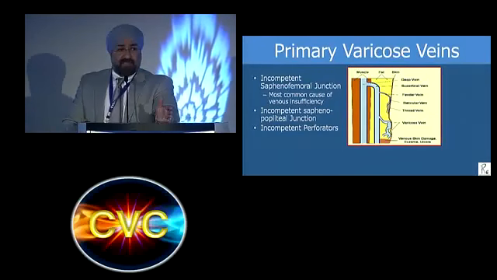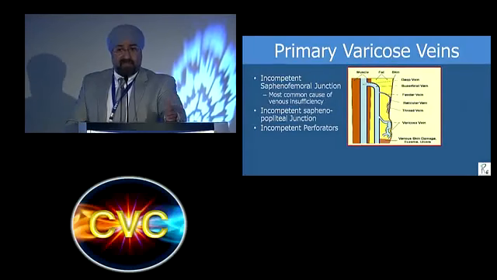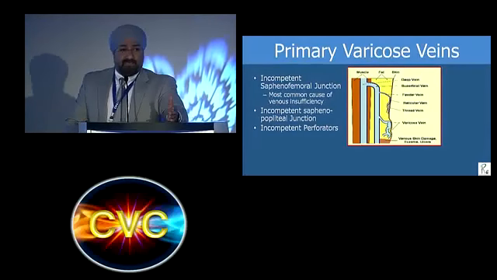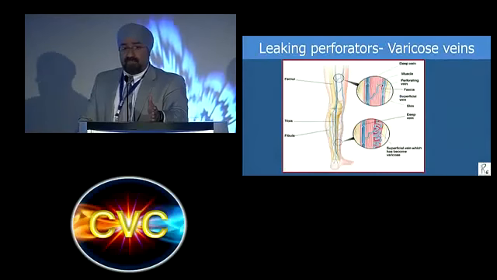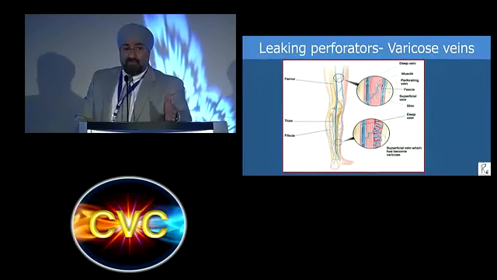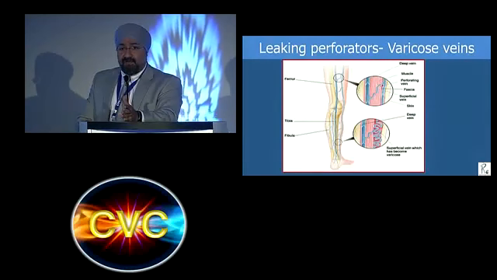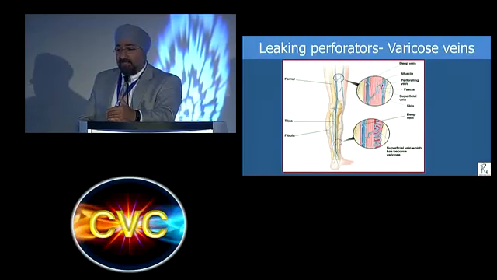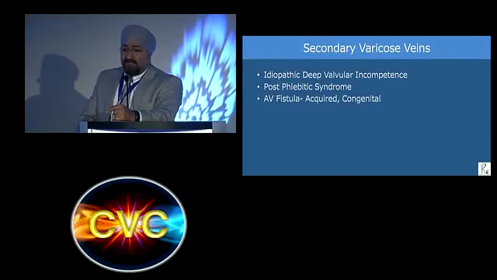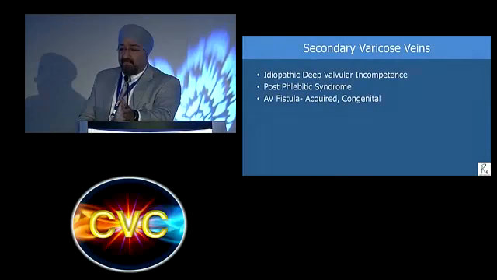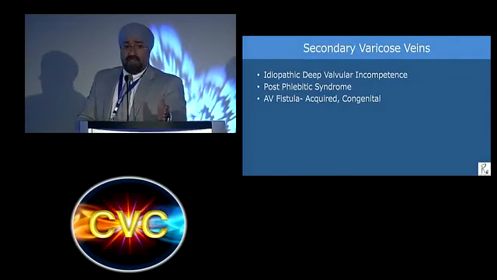The classification of primary versus secondary. Primary is when you get primary valvular failure. Secondary is when it's secondary to thrombosis or some other problem. Perforators, the same concept. It doesn't always have to be the saphenous. You can have a valve fail in the perforator. That leads to hypertension in that segment and causes varicosities. Occasionally you'll see, and I don't see it as often, idiopathic deep valvular incompetence or a postphlebitic syndrome, AV fistulas, where those come in.